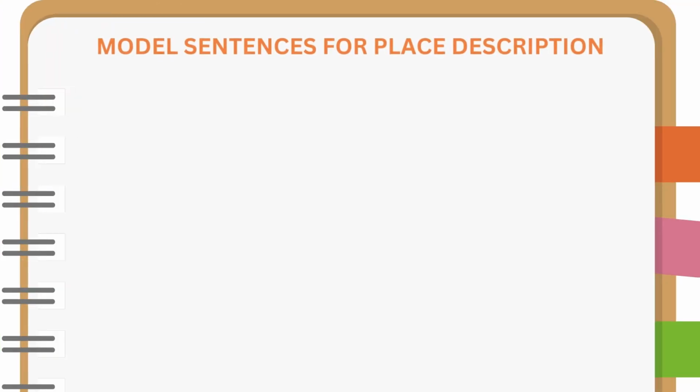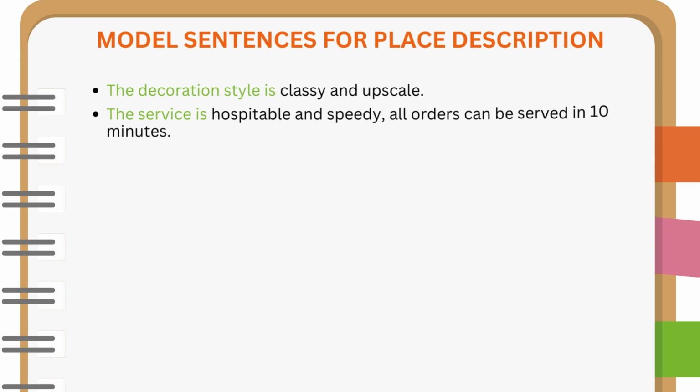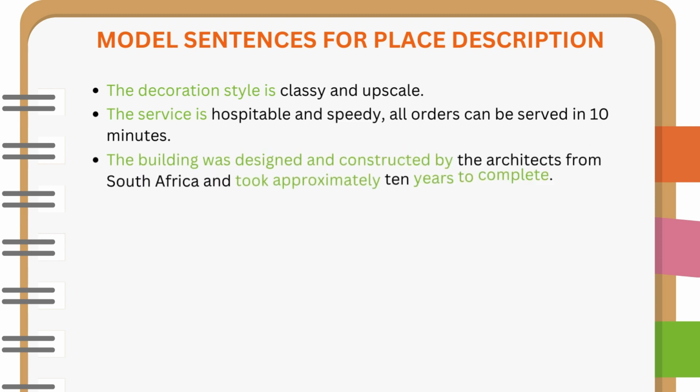Here are some model sentences for place description that you can use in the core and feeling parts. The decoration style is classy and upscale. The service is hospitable and speedy. All orders can be served in 10 minutes. The building was designed and constructed by the architects from South Africa and took approximately 10 years to complete.